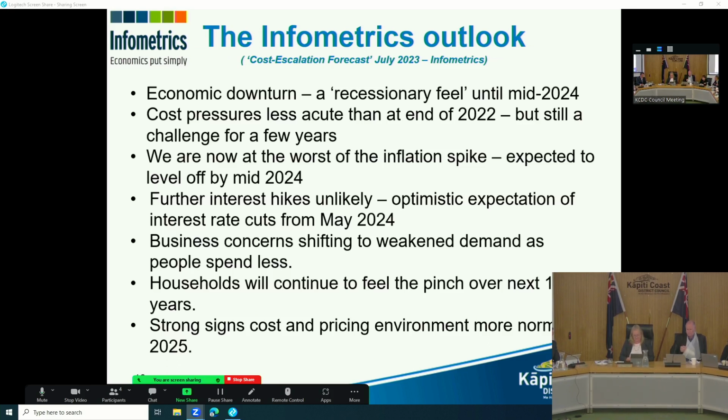And so this slide here is all about just some of the sound bites that I read in that report, that there's going to be a bit of a recessionary feel until mid-2024. And that the big cost increases that we've been experiencing are less dramatic now than they were at the end of last year, but we're still feeling the impact of that. Infometrics believe we're now at the worst of the inflation spike, and there's a general expectation that it'll level off to mid-2024.